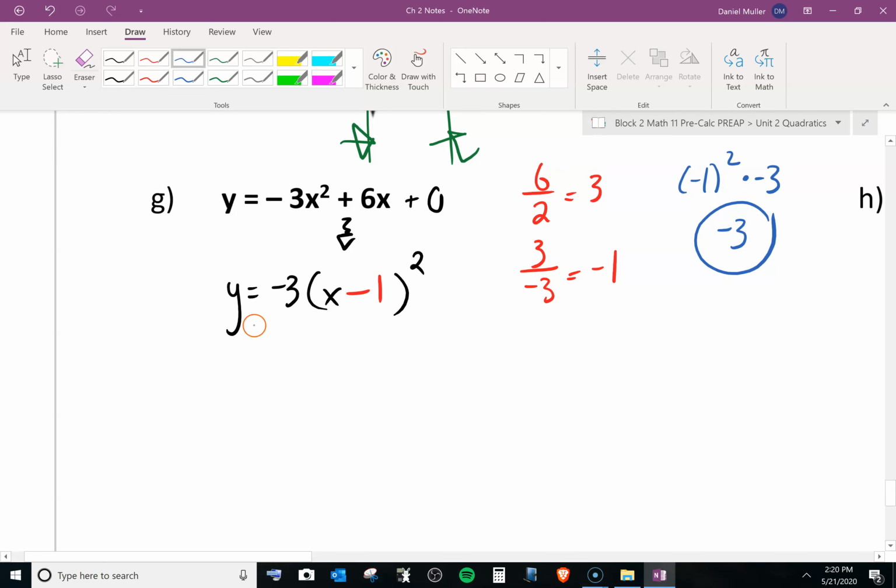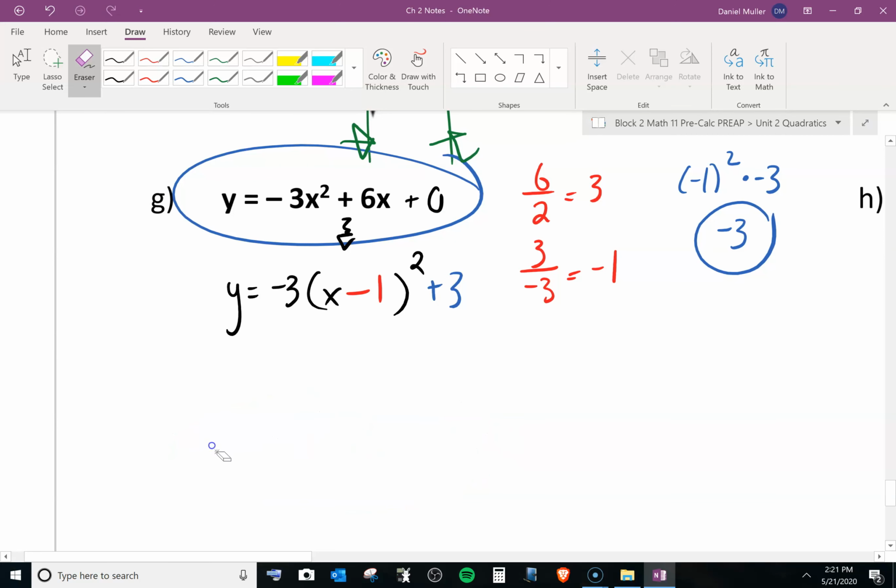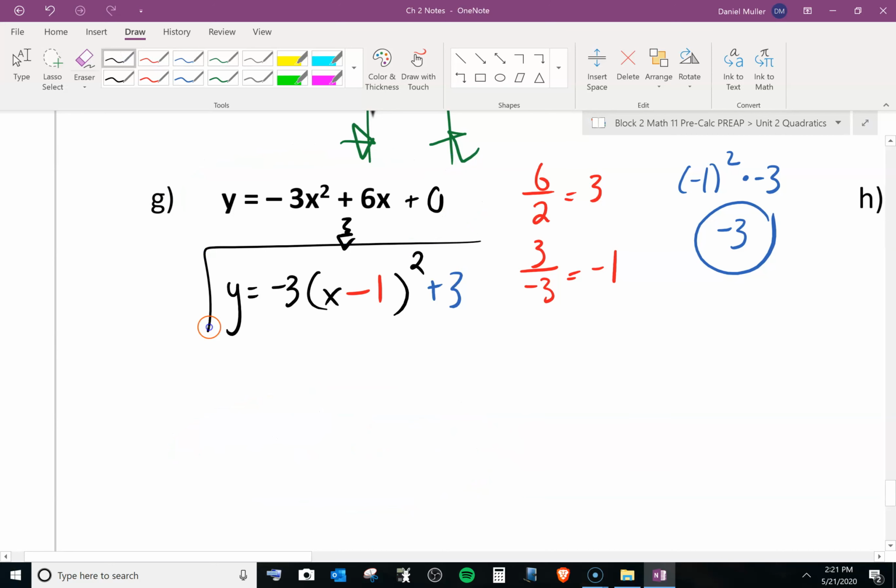So if I was to FOIL this, you would get -3x squared plus 6x minus 3. And that's almost the same as that. We are at -3, but we want it to get to 0. So if we're at -3, let's add 3 to get it to 0. And now this thing is in vertex form. So again, -1 squared is 1. 1 times -3 is -3. So we're at -3. What does it take to get to 0? Well, if I add 3 to that, I get 0. My vertex: change the number on the inside, leave it on the outside. So it's 1, 3.